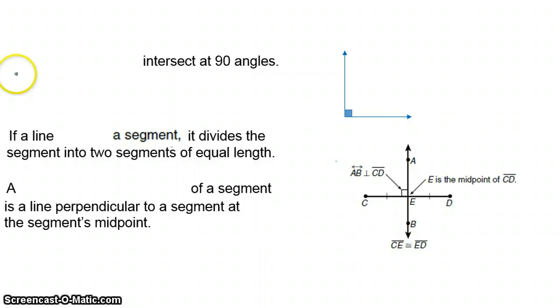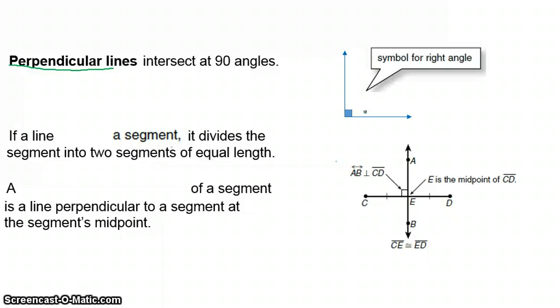Alright, so let's start off with what we need to fill in here. What intersects at 90-degree angles? Can you fill it in? Perpendicular lines. Perpendicular lines intersect at 90-degree angles. And we usually know when we have a 90-degree angle because they tell us by our symbol for a right angle. So we could say that these two lines are perpendicular lines.